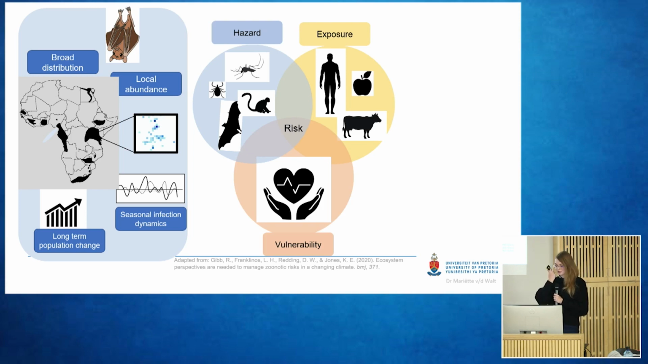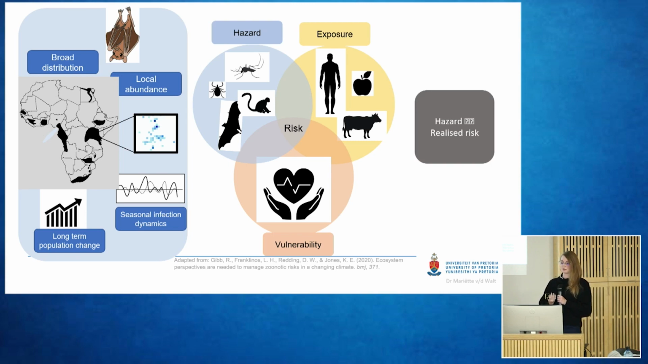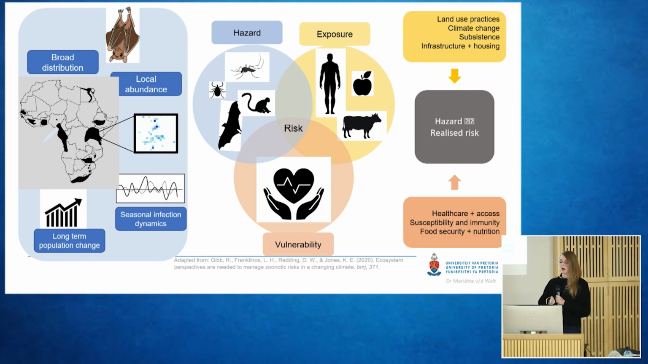Your vulnerability to zoonoses is also related to the vulnerability of your human population, but the degree to which the hazard becomes a realized risk is affected mostly by your land use practices, your climate change, as well as the vulnerability of your population, which includes things like healthcare and access, your susceptibility, so people's willingness to get vaccines, as well as the food security and nutrition of your population.